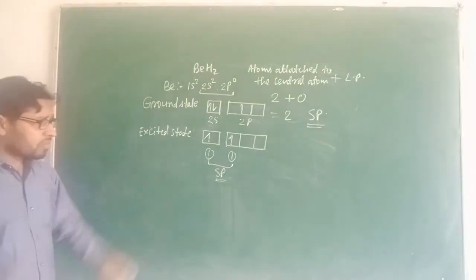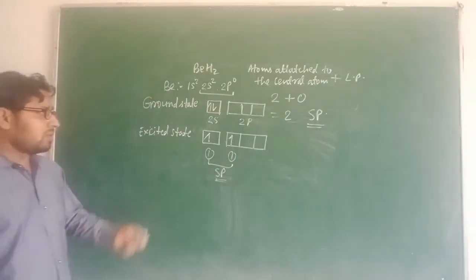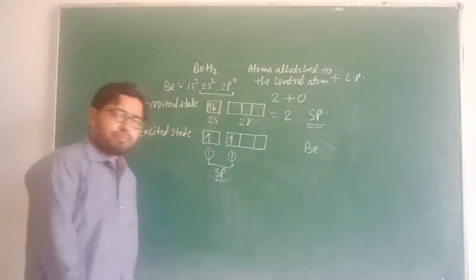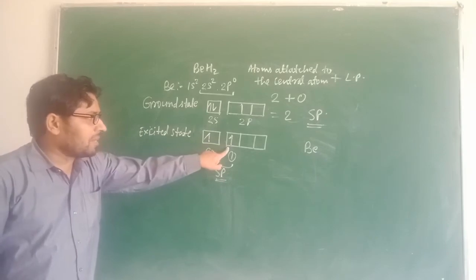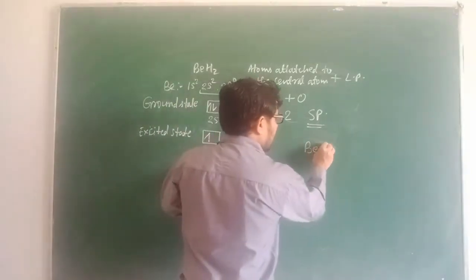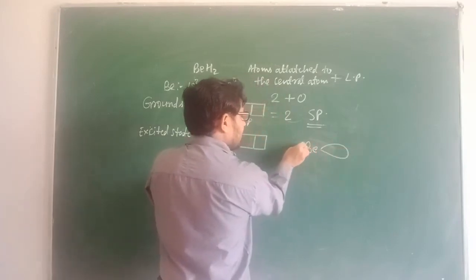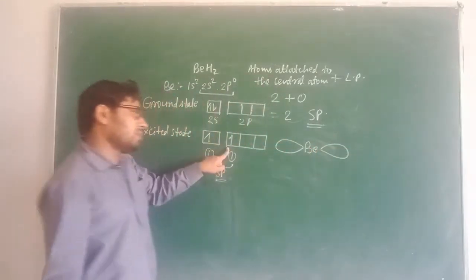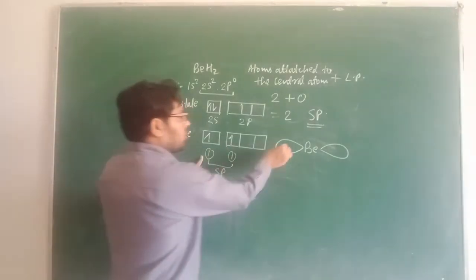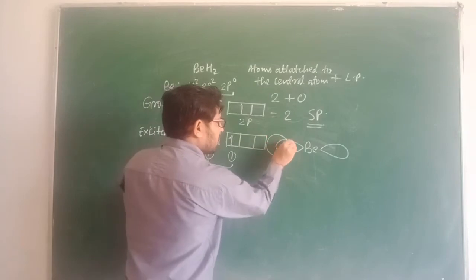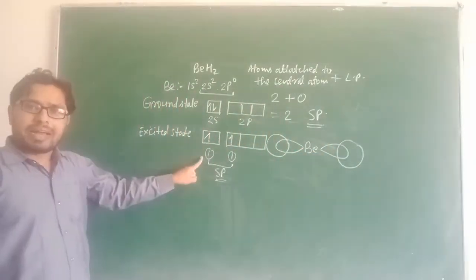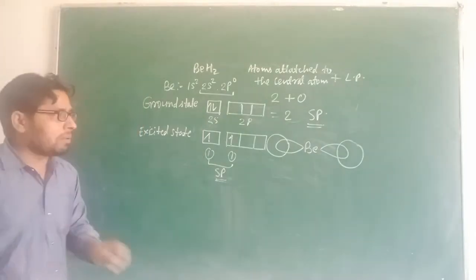Now for the example, this is the beryllium shape. Here you can see one p orbital is going to participate, so this is for the p orbital, and one s orbital is going to participate. The shape of the s orbital is a sphere. So this is the participation, this is for the sphere, and the angle should be such that the repulsion is minimum.